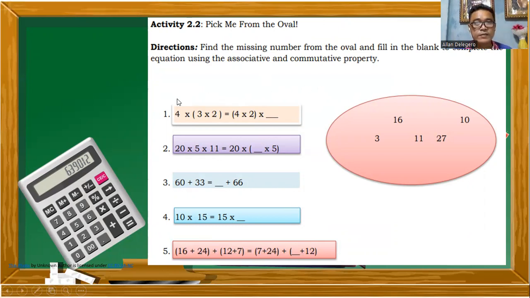Okay, let's check your answers. For number 1, the answer is 3. Number 2, 11. Number 3, 33. Number 4, 10. Then number 5 is 16.